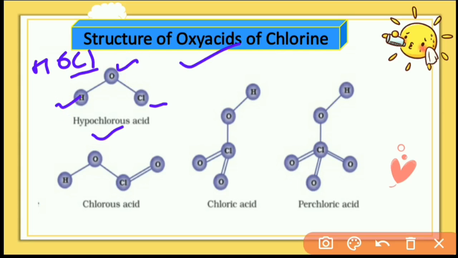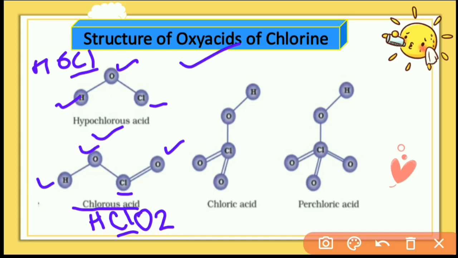Next acid is chlorous acid. Its formula is HClO2. So here the central atom is chlorine. Chlorine forms bonds with 2 oxygens, 1 oxygen with a double bond and 1 oxygen with a single bond, and 1 hydrogen atom is bonded with an oxygen atom.